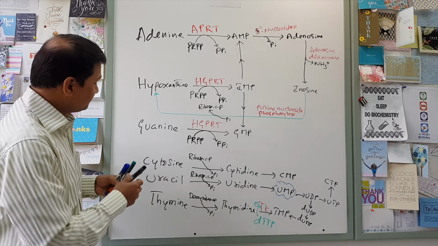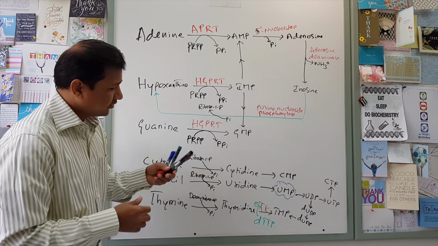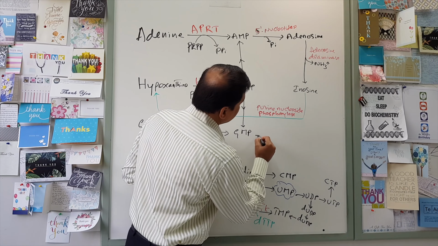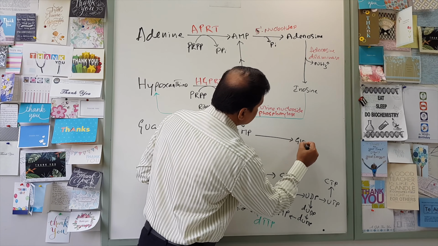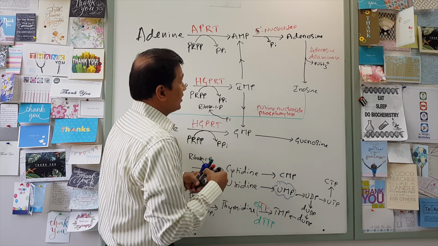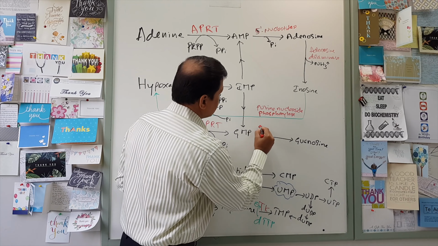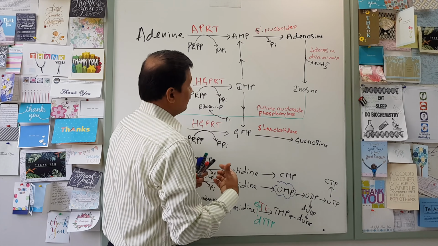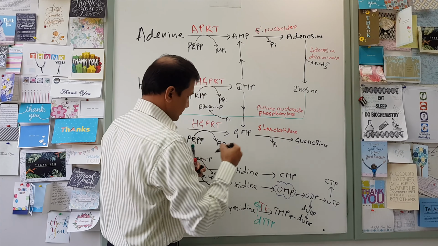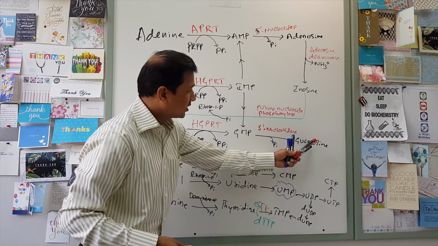In the same way, guanine is converted into guanosine monophosphate, and the guanosine monophosphate can be converted into guanosine, and that is done again by the 5' nucleotidase enzyme. So that means there will be release of inorganic phosphate in the reaction. Inorganic phosphate is released. Now, what will happen to the guanosine?